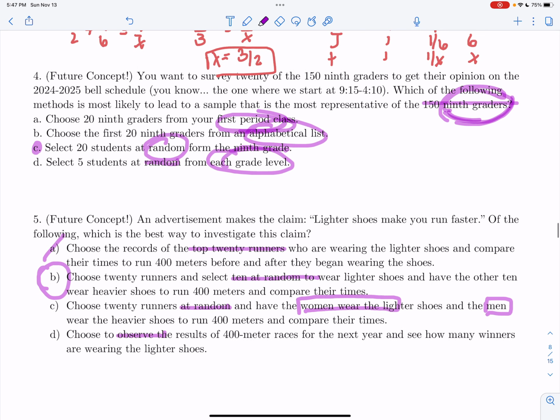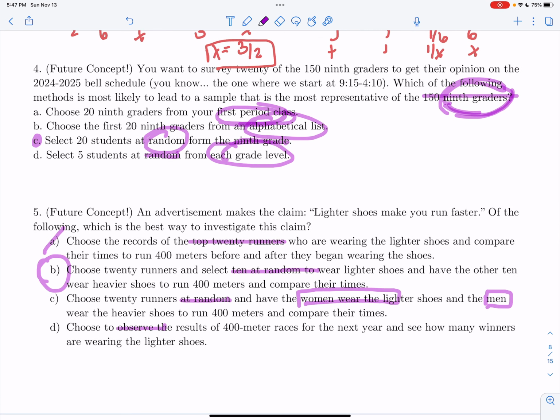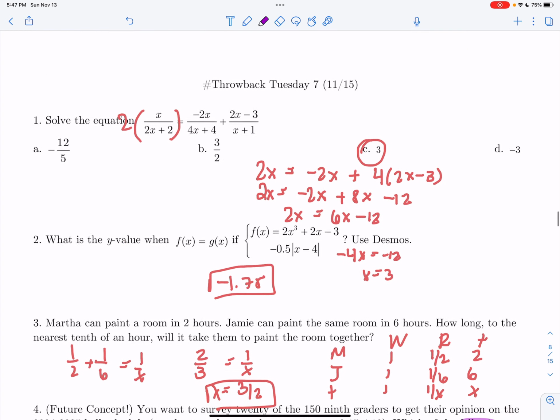Like I said, 4 and 5 should be common sense. That's why I put it there. And you'll see in the upcoming problem sets, you're going to see more future concepts because we're not going to get to stats. And we're not going to get a lot into geometry by the end of the semester. So this is problem set 7.